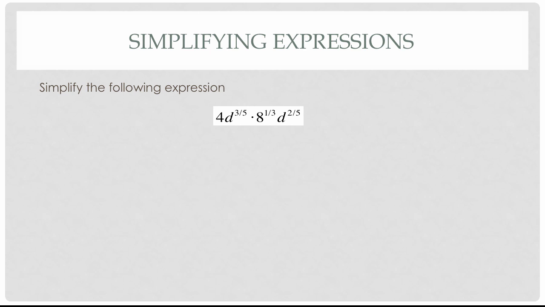We have 4 times d to the 3/5 power times 8 to the 1/3 power times d to the 2/5 power. And let's simplify this thing out. So first of all, we can rearrange it. I can rewrite this as 4 times 8 to the 1/3 times d to the 3/5 times d to the 2/5. So rewriting it in expanded form sometimes helps us see things a little bit better.